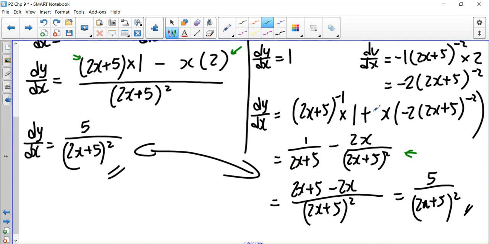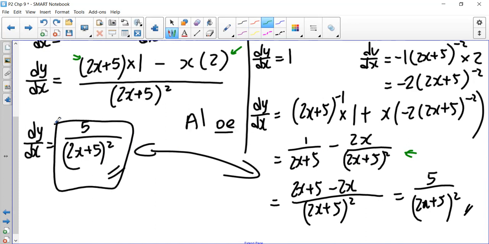In the mark scheme, you will see A1, or A1 and then OE. OE means or equivalent. So if the mark scheme says this, or equivalent means anything that could be simplified further, that will give you the full marks, because we know this one could be simplified further down to this one. So as a marker, we'll know this will give you full marks as well.